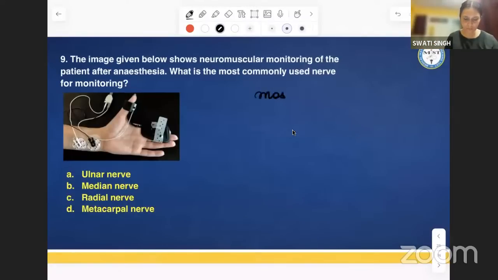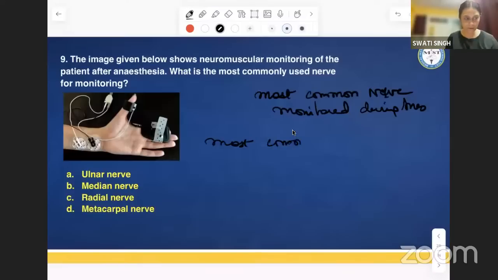Next question, most common nerve. Very good, most of you are telling me the right answer. Most common nerve for neuromuscular monitoring. All are the same question. Why do we monitor a nerve during anesthesia? We monitor a nerve during anesthesia to see the action at the neuromuscular junction. The most common nerve is the ulnar nerve.